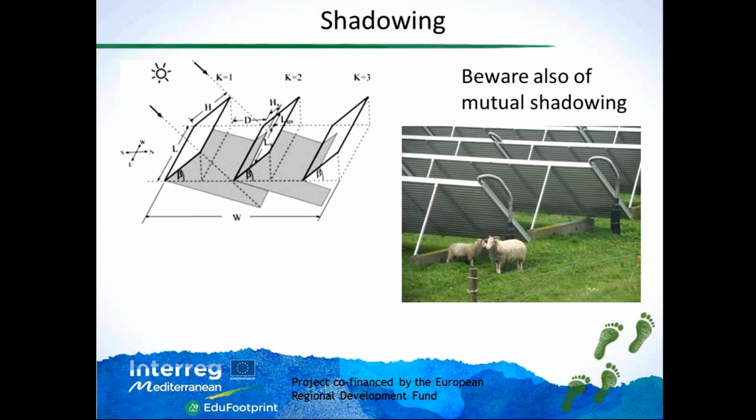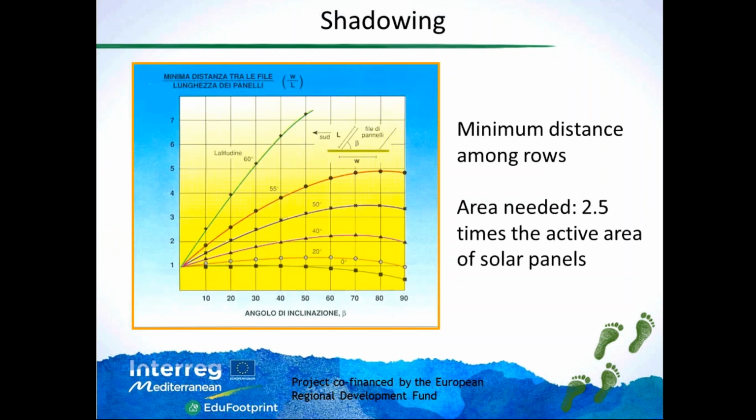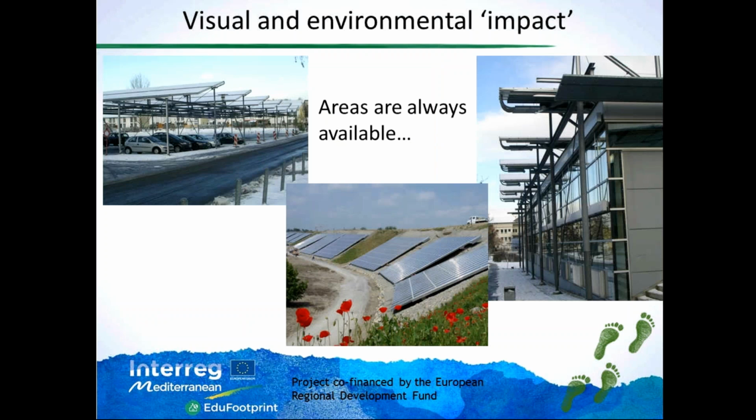And we also learned that when you have a large plant, which is composed of different parallel rows of collectors, then you have to beware also of mutual shadowing. And we also learned through this graph, which can be applied for both solar thermal and photovoltaics, that the distance between the rows is about 1.5 to 2 times the length of the panels. This means that if you have to estimate the area you need, it's about 2.5 times the active area of solar panels that you have to install.